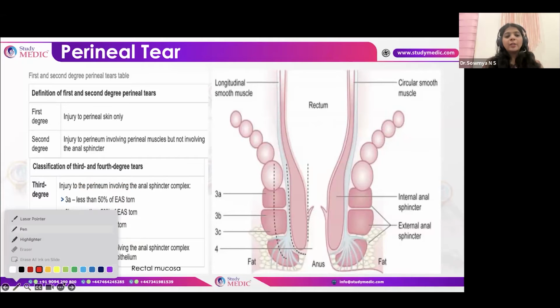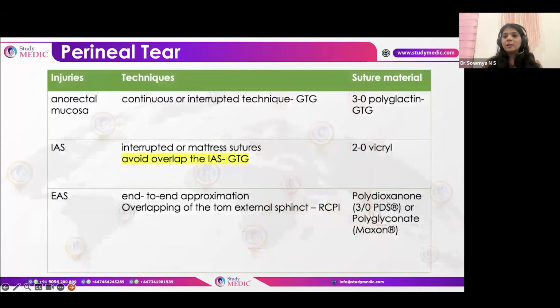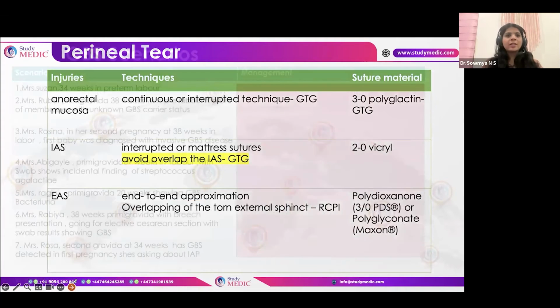Okay, and you need to know the way they have been sutured. So internal anal sphincter, 2-0 Vicryl, external anal sphincter, end to end or overlapping. It depends upon whether it is a complete or partial tear. So you guys need to know about the suture materials.